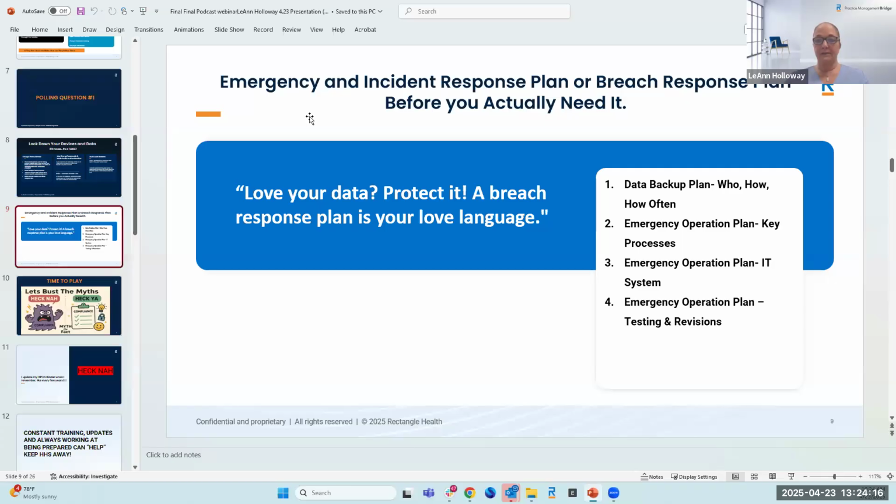IT recovery: define recovery time objectives for each system. Establish failover processes and validate backup integrity regularly. That's huge. Testing and revision: run tabletop exercises quarterly and full failover drills annually. After every test or actual incident, update your plan based on lessons learned.